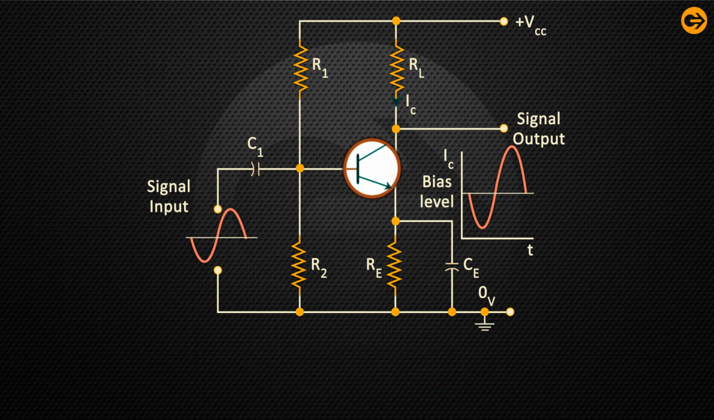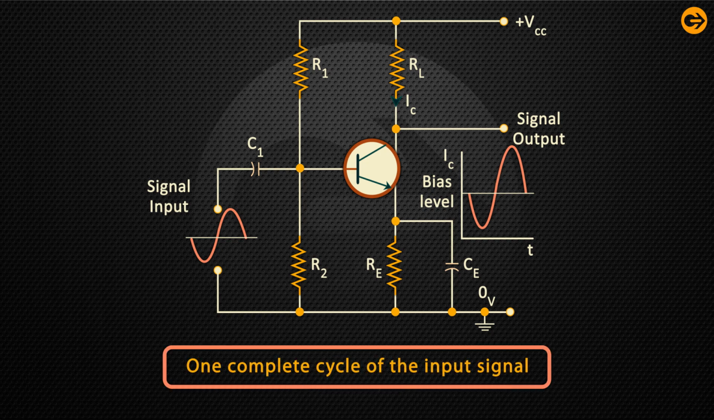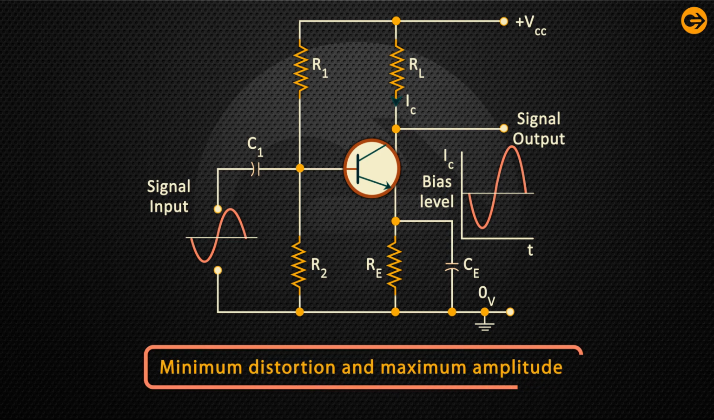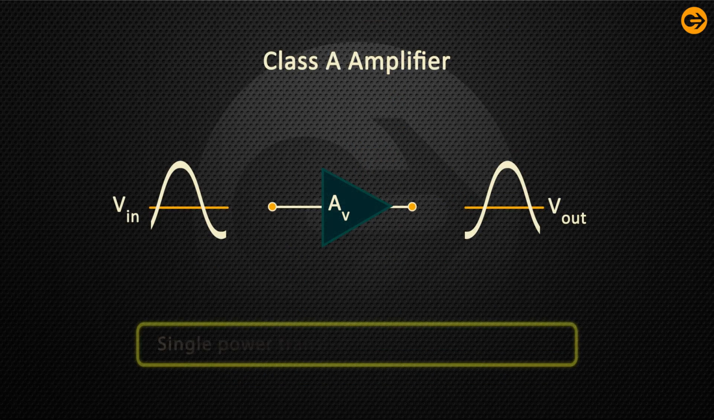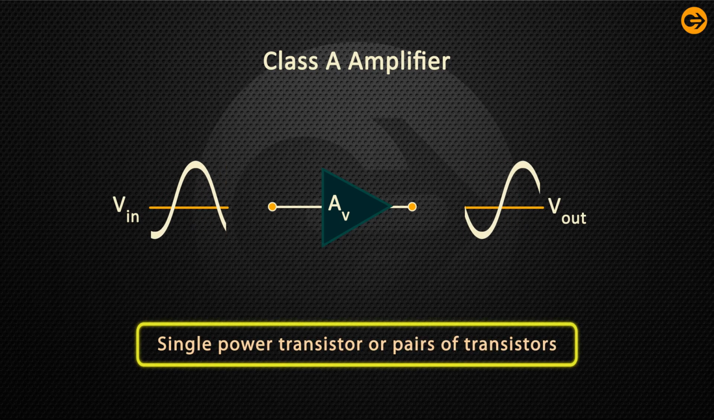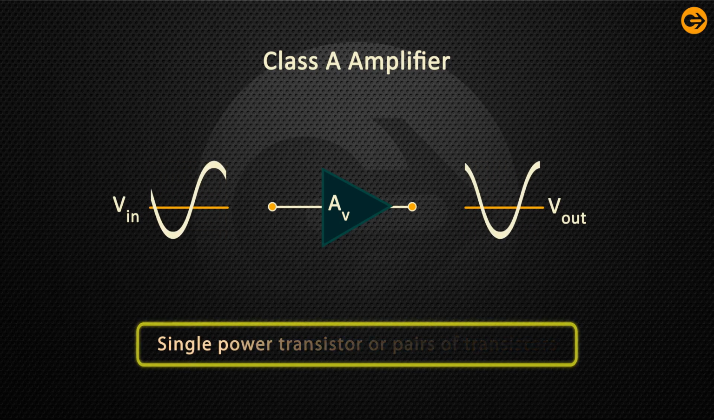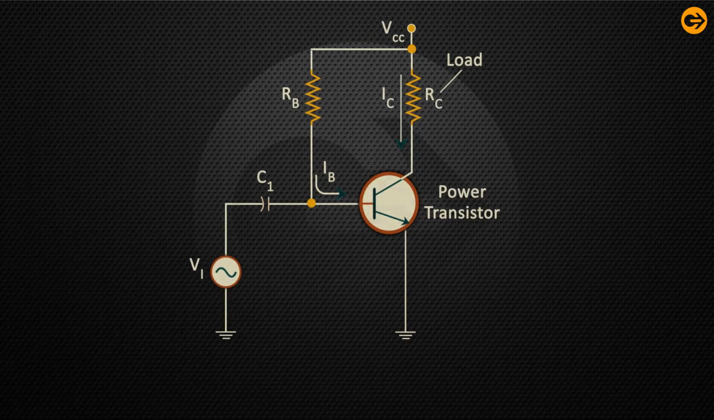The transistor is constantly biased on. Due to this biasing, the circuit conducts during one complete cycle of the input signal and produces minimum distortion and maximum amplitude of the output signal. Class A power amplifier output stages can use a single power transistor or pairs of transistors attached to share the high load current. The simple fixed bias circuit connection is displayed.